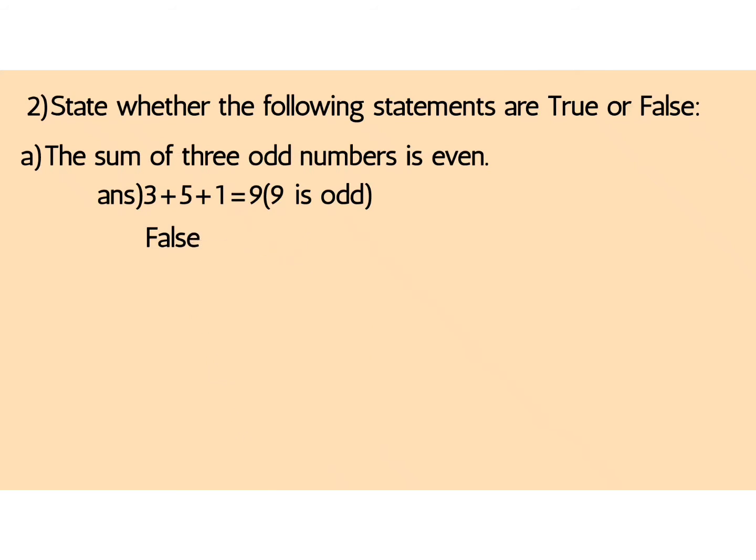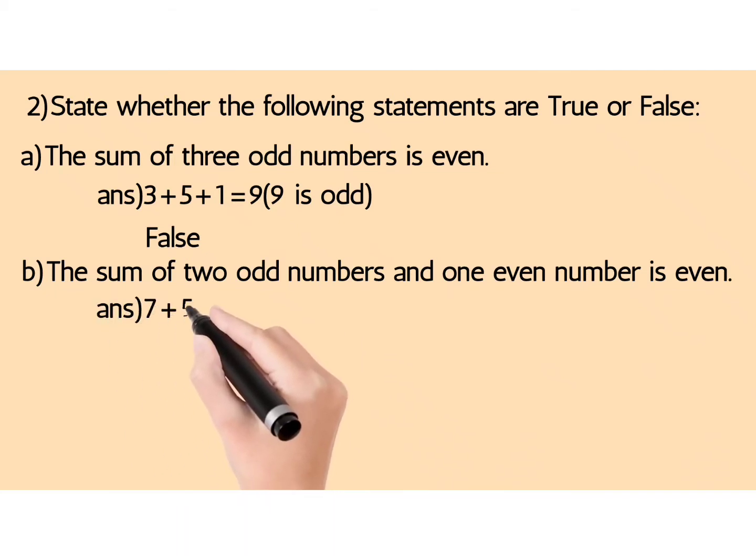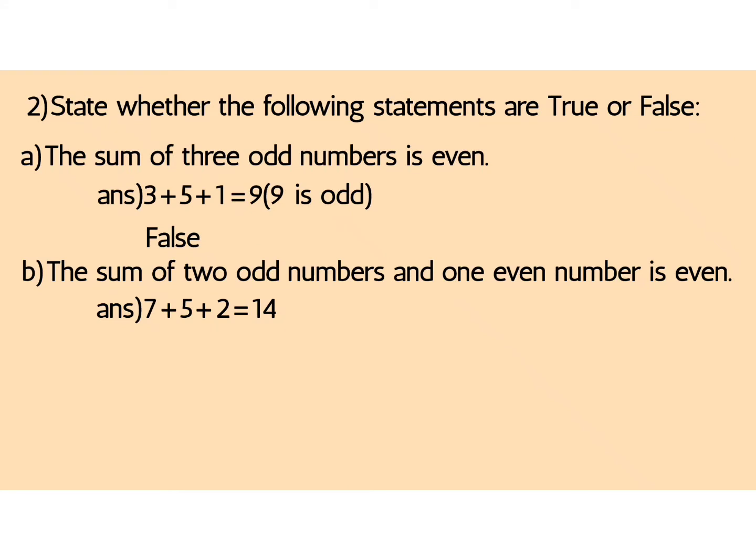Now B part. The sum of two odd numbers and one even number is even. So let's take the example. Two odd numbers 7 plus 5 and one even number plus 2. 7 plus 5 plus 2 is equal to 14. 14 is an even number. So this statement is true, as the sum of any two odd numbers and one even number is even. So write here true.